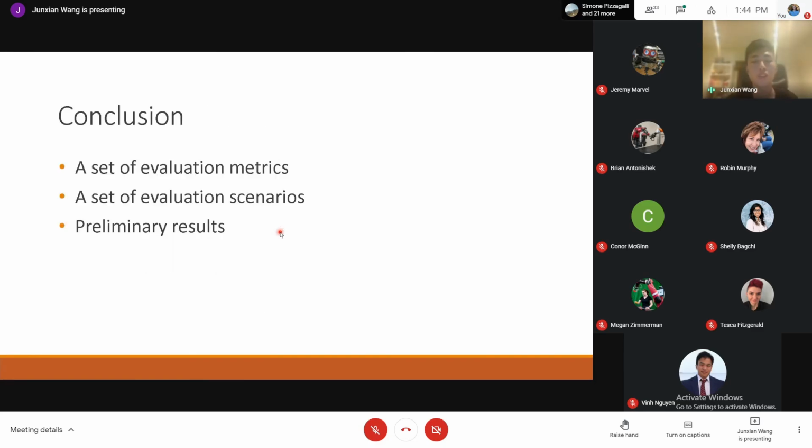So in conclusion, I've introduced a set of evaluation metrics and targets that specifically target the social conformity of these crowd navigation algorithms, a set of training and evaluation scenarios, and lastly, some preliminary results. I'm presenting this work here in the hope to get some critical feedback on how we can improve our work, as we have also discussed how to efficiently design good metrics.